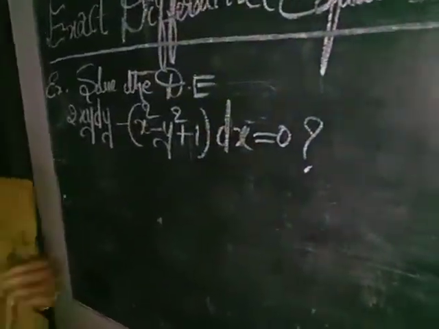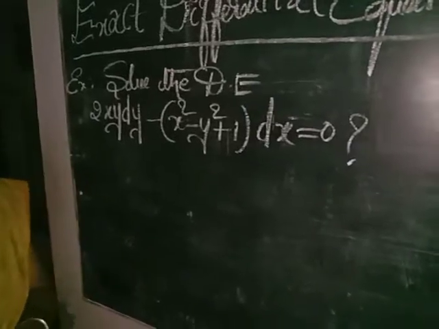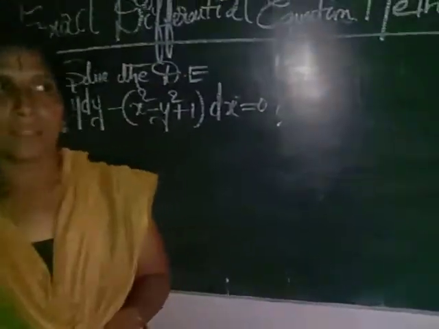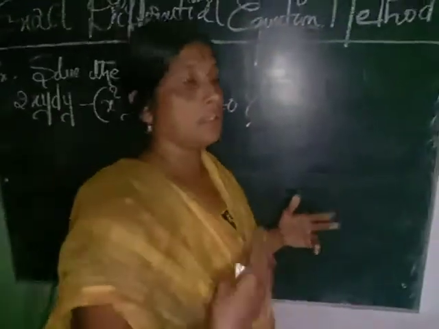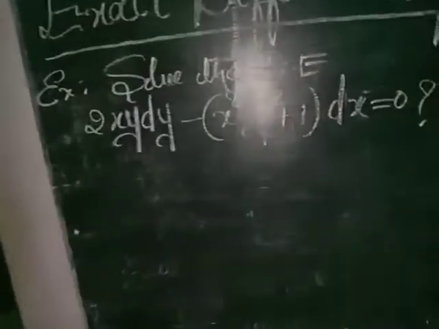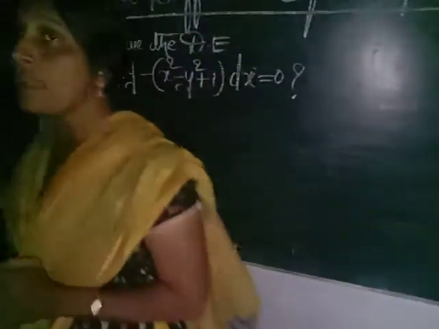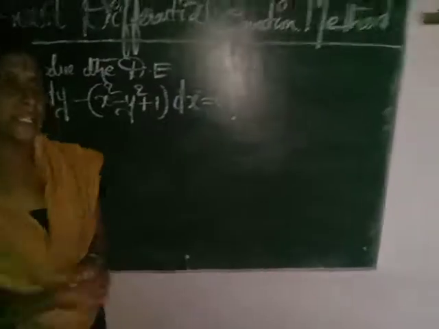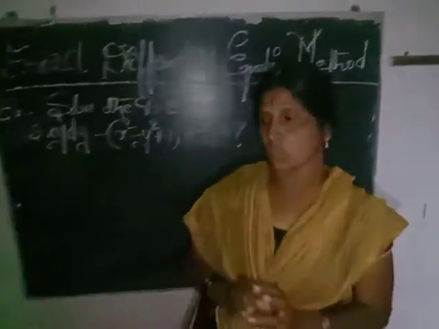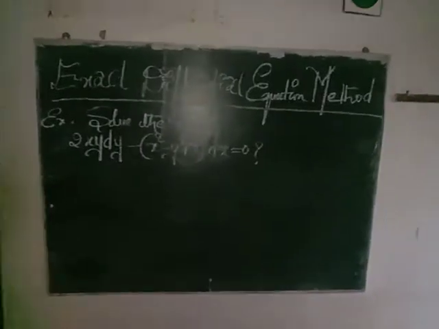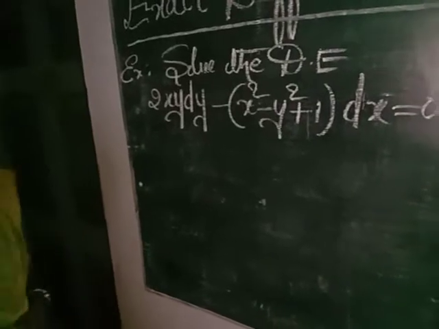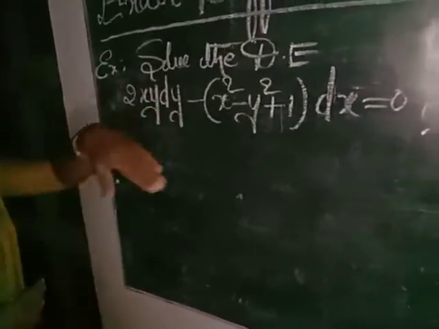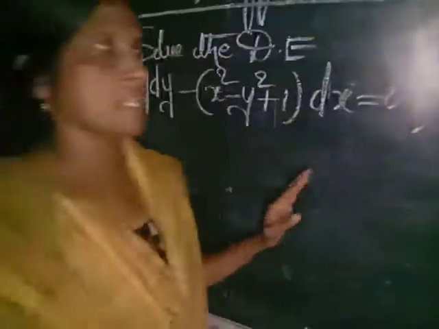Next, the given differential equation should satisfy dou M by dou y equals dou N by dou x. Both will give the same answer. Then the given differential equation is exact, otherwise it is non-exact. The solution of an exact differential equation is integral of M dx plus integral of N dy equals 0. Next, find the solution of the given differential equation by the exact differential equation method.